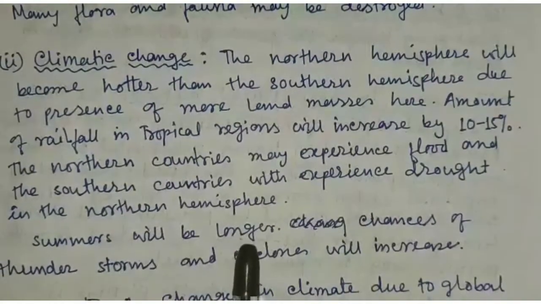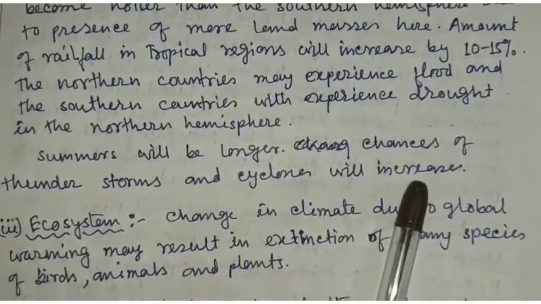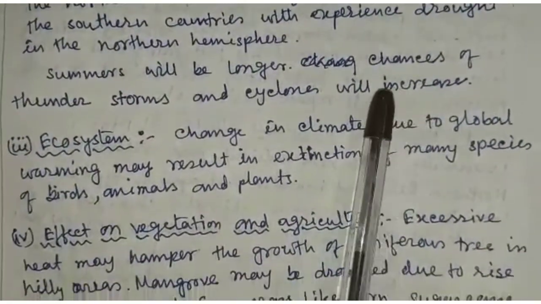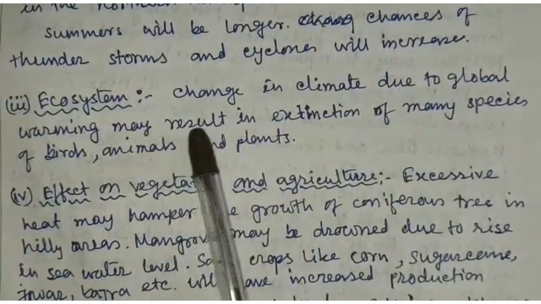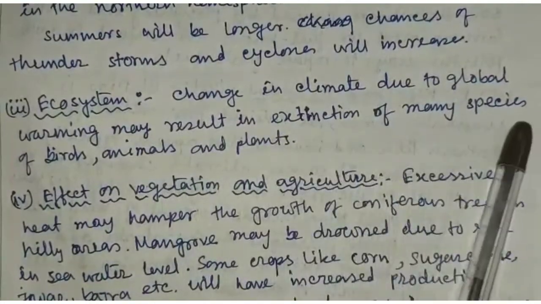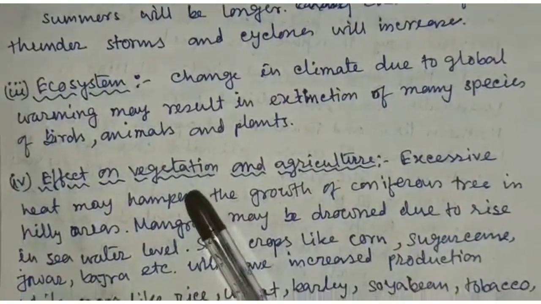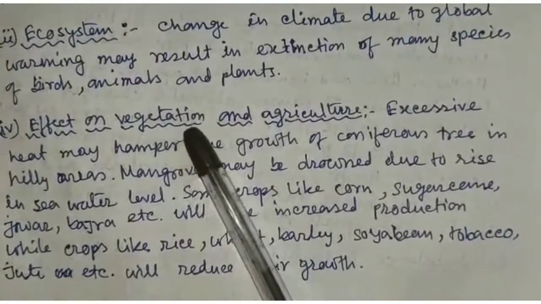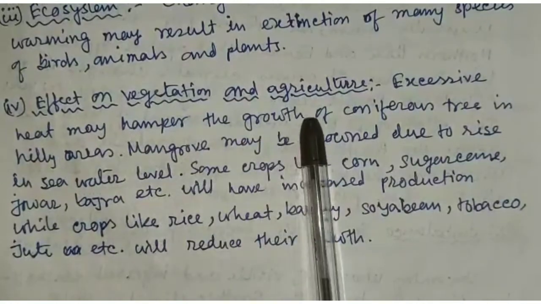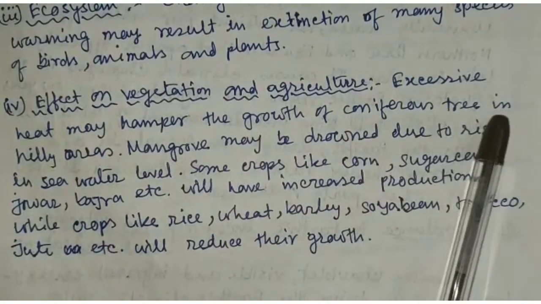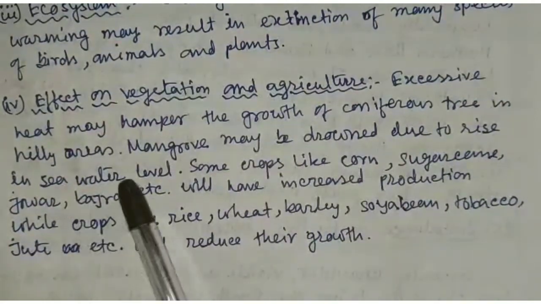Summer will be longer, and chances of thunderstorms and cyclones will increase. This also affects the ecosystem. Changes in climate due to global warming may result in extinction of many species of birds, animals and plants. It also affects vegetation and agricultural products. Excessive heat may hamper the growth of coniferous trees in hilly areas. Mangroves may be destroyed due to rise in the seawater level.